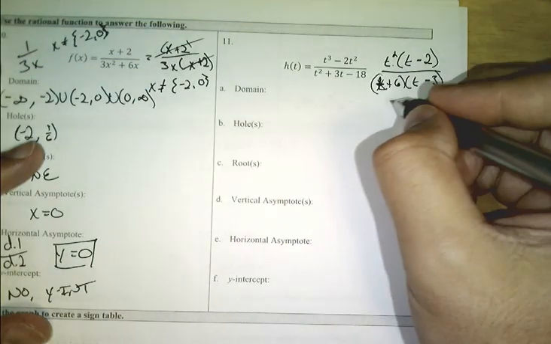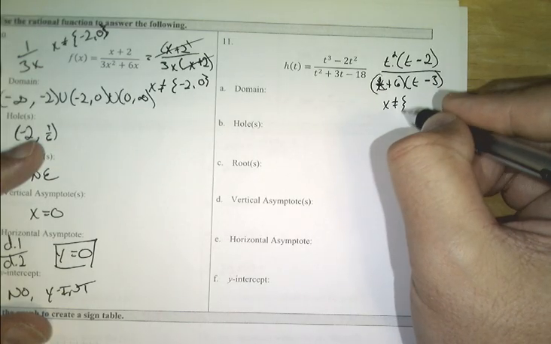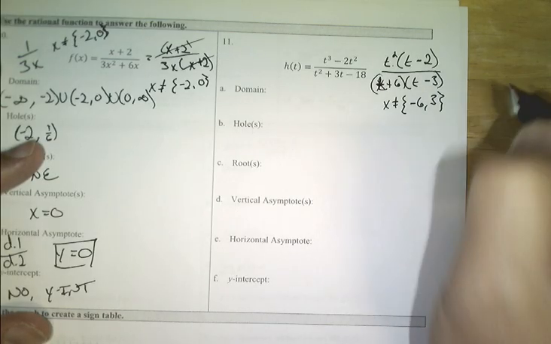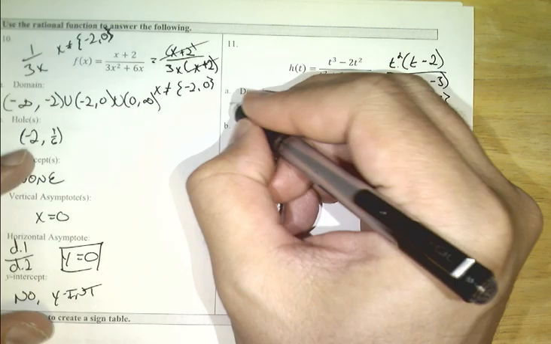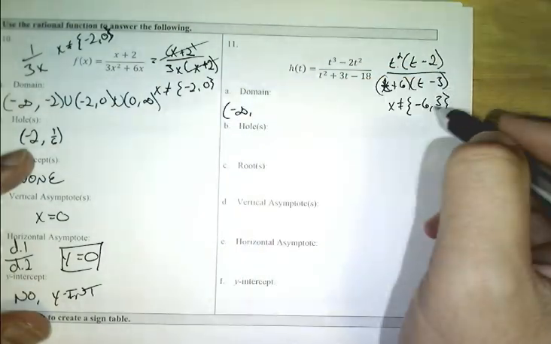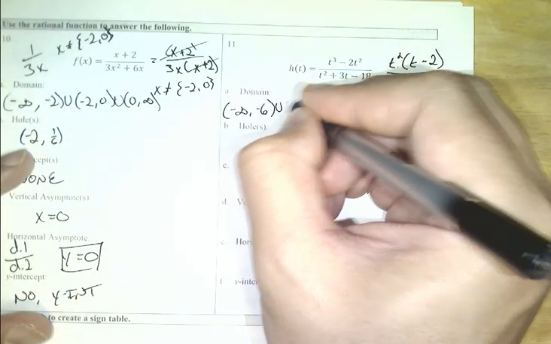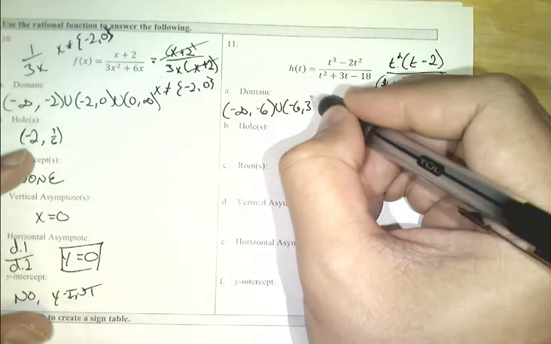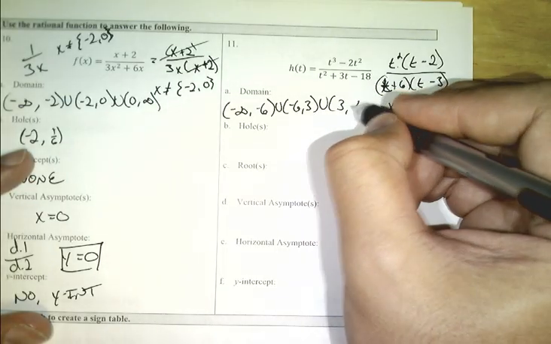So then I have excluded values of negative 6 and positive 3. First our domain: all real numbers except for the excluded values. So we'll start at negative infinity, go all the way to negative 6, union negative 6 all the way to 3, union 3 to infinity.